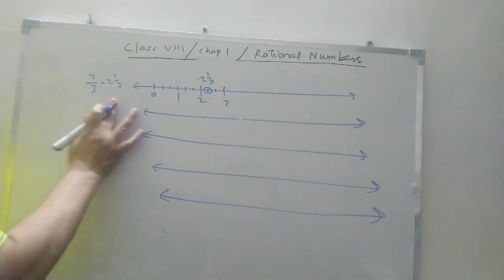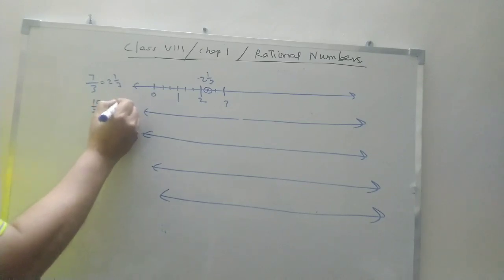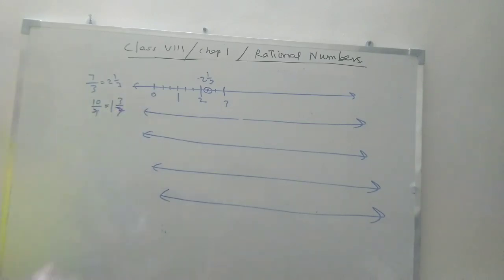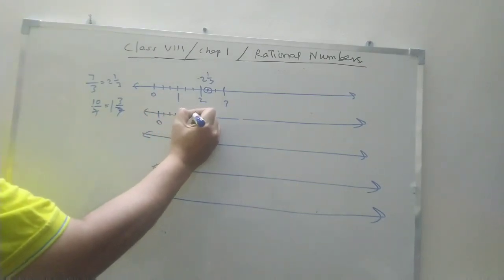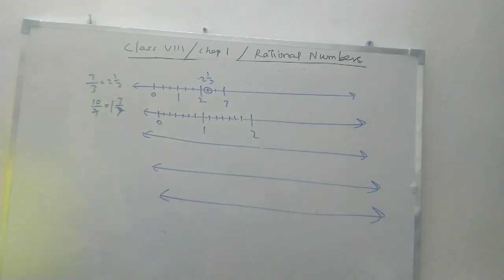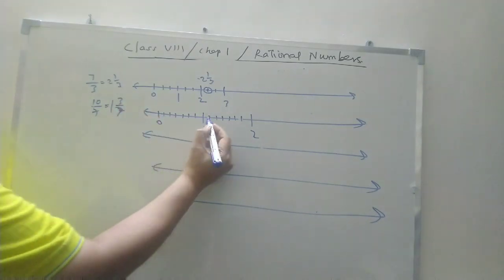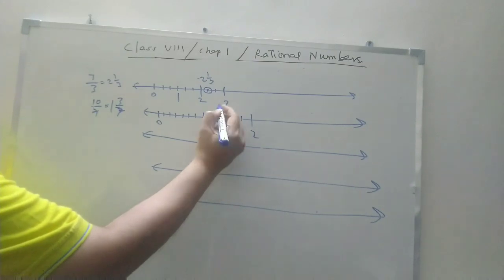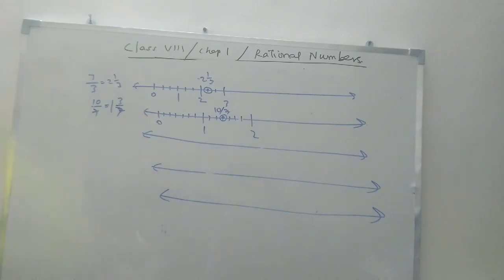15 by 7, or let me take something simpler. Say suppose I take 10 by 7. 10 by 7 becomes 1 3 by 7. The denominator is 7, so every unit has to be divided into 7 parts. So 7 parts make 1 unit. So 0, 1, 2, 3, 4, 5, 6, 7. 1, 2, 3, 4, 5, 6, 7 like this. 1 unit I have to take complete, no problem. And then from the next unit I have to take only 3 parts. So this is my required number. What will it be? 10 by 7, or you can call it 1 3 by 7.